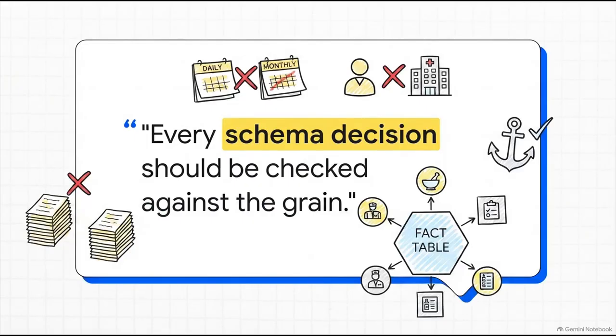Seriously, if you take one thing away from this explainer, make it this. Every schema decision should be checked against the grain. I literally cannot emphasize this enough. If you start trying to mix daily data with monthly data, or patient-level data with trust-level data, all in the same fact table, your analytics will instantly become meaningless. You'll just end up with duplicated, inflated records. We established this rule on day 1 and we stick to it.